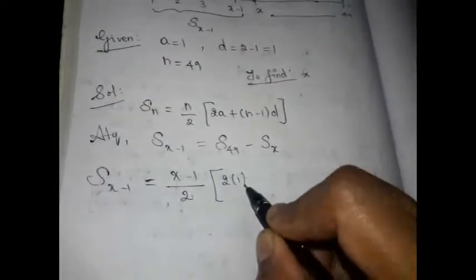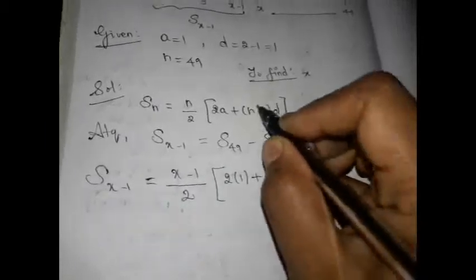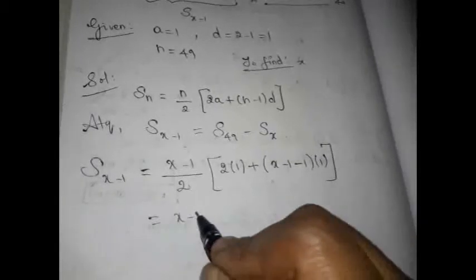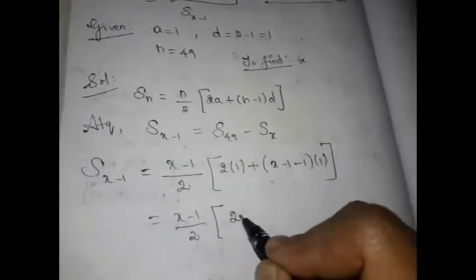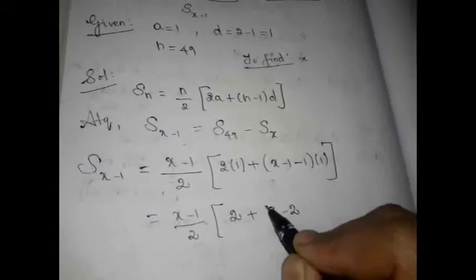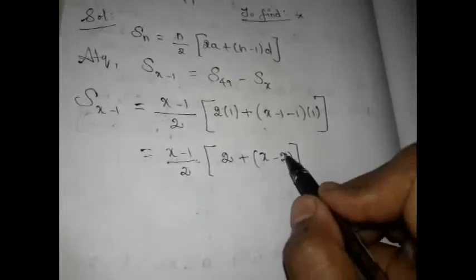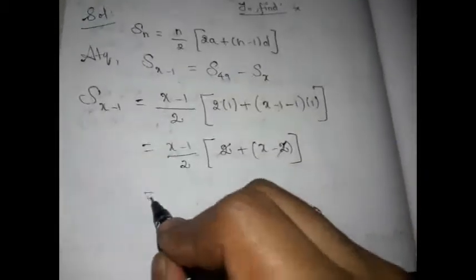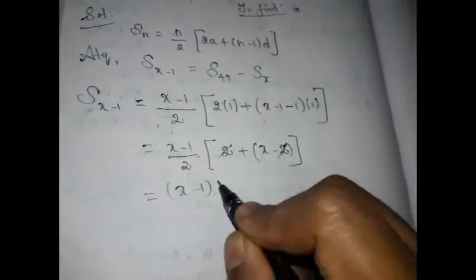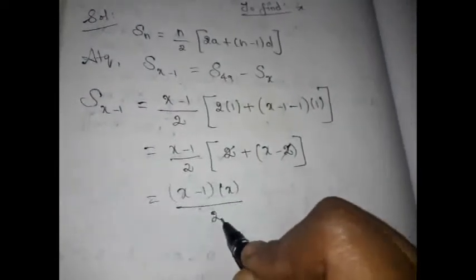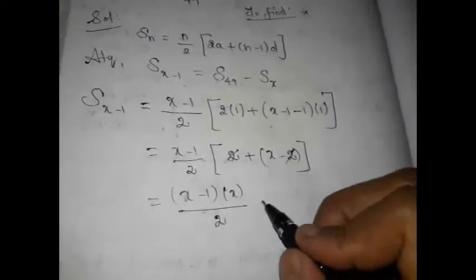2 into a value is 1 plus x minus 1 times d value, which is also 1. So it equals (x minus 1) divided by 2 into 2 plus x minus 2, right, into 1, so x minus 2 only. So plus 2 minus 2 will get cancelled. So we got (x minus 1) into x divided by 2, right. So we can keep as such, mark this as 1. So this is S x minus 1. Now let us find what is S 49.